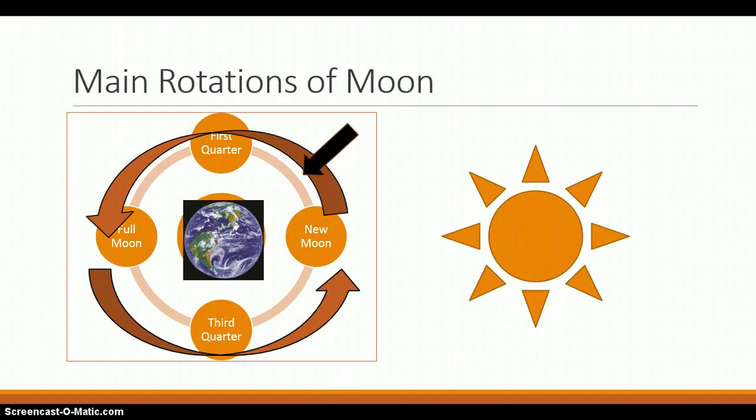In between new moon and first quarter, you have the waxing crescent. In between first quarter and new moon, you have the waxing gibbous. In between full moon and third quarter, you have the waning gibbous. Lastly, in between third quarter and new moon, you have the waning crescent.